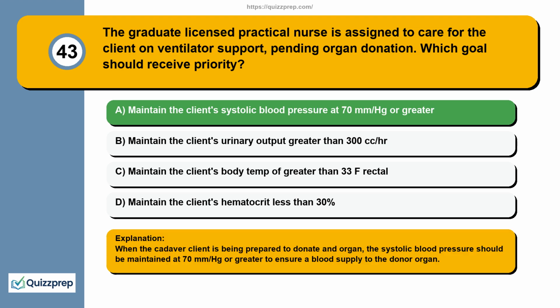When the cadaver client is being prepared to donate an organ, the systolic blood pressure should be maintained at 70 mm/Hg or greater to ensure a blood supply to the donor organ.